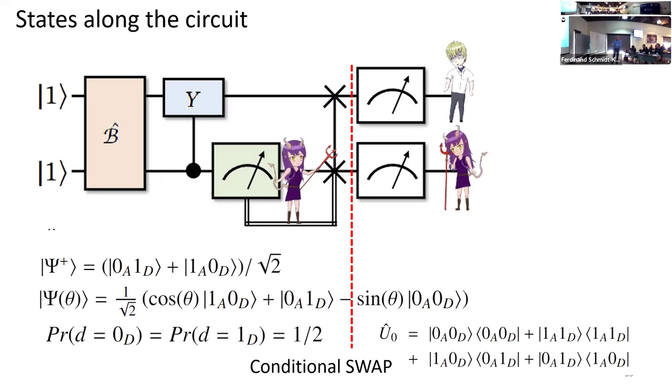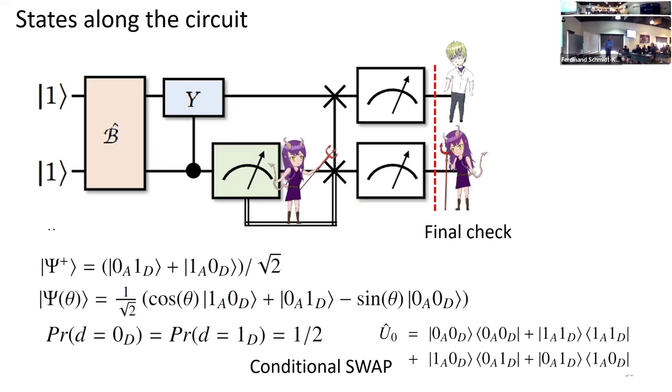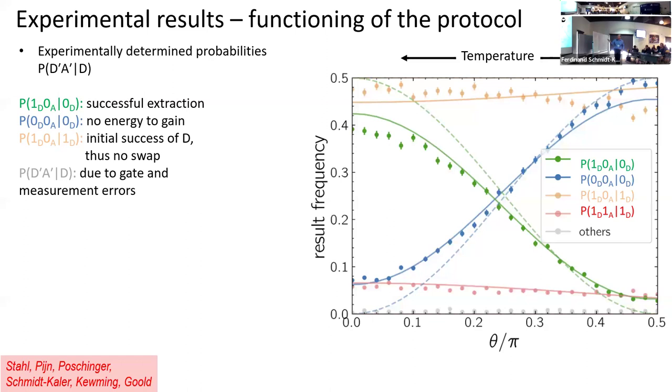Does this conditional swap, and gets this qubit swapped over or not? And then finally you check whether it happened or not, what was the final outcome? Did the whole algorithm work? Is the agent happy or not with the extraction? And this is now the function of the algorithm. Here's the theta. The theta varies between 0 and 0.5, and this is the temperature. So this is the high temperature limit, that's the low temperature limit.